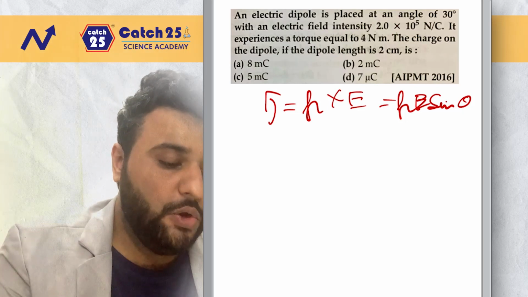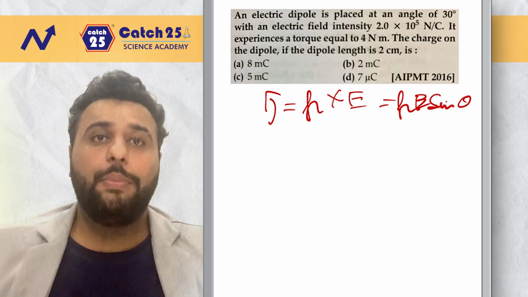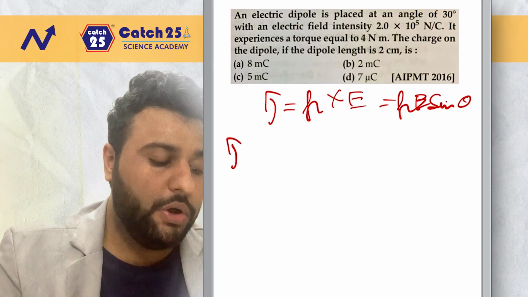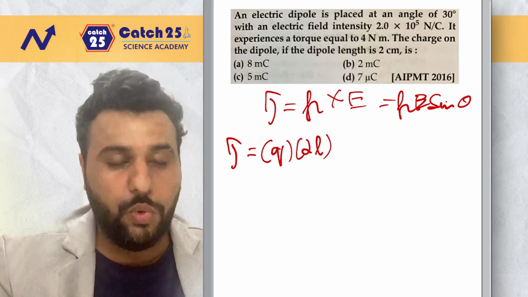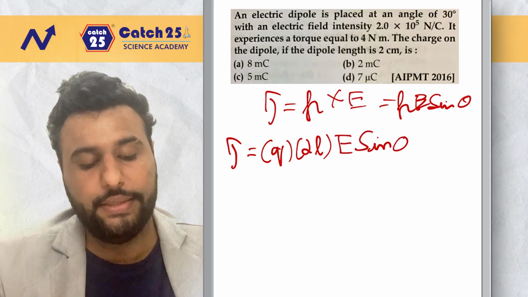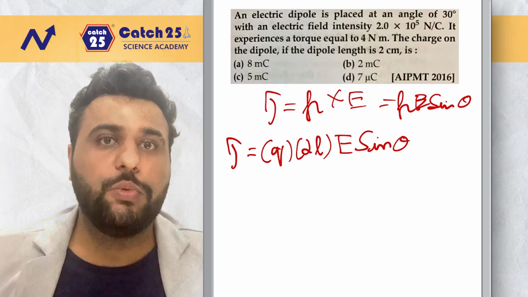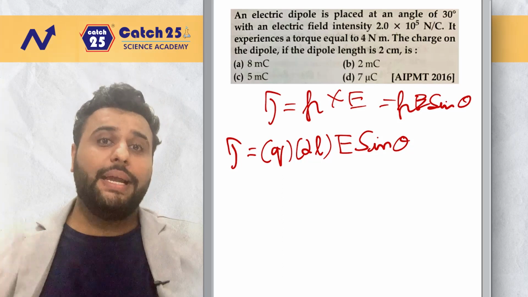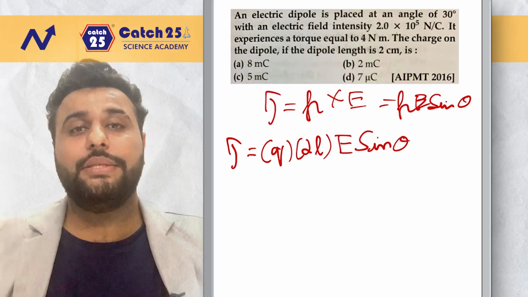Now, in that, you should know what is the value for P. P, the dipole moment, is charge into length. Therefore, I can write the formula for torque as, instead of P, Q into 2L into E into sine theta. Clear? Therefore, if you look at the formula, the first formula you should know is the formula for torque, which is PE sine theta, that is P cross E. The second formula that you should know is dipole moment itself. What is the formula? That is charge into distance.